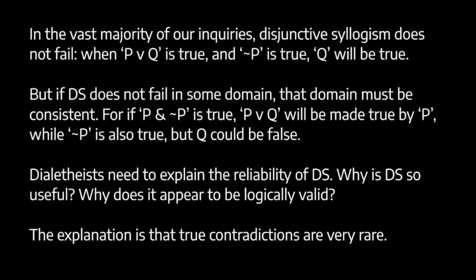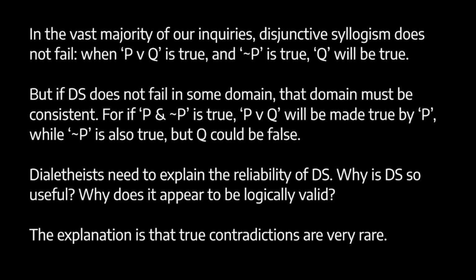Let's turn to Priest's third argument. The argument is essentially this. Priest says that in the vast majority of our inquiries, disjunctive syllogism does not fail. So in the vast majority of cases where P or Q is true and not P is true, Q will also be true. And it will be reasonable for people to infer from P or Q and not P to the conclusion Q. But if disjunctive syllogism does not fail in some domain, then that domain must be consistent.